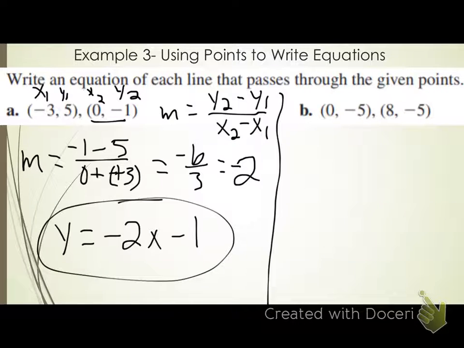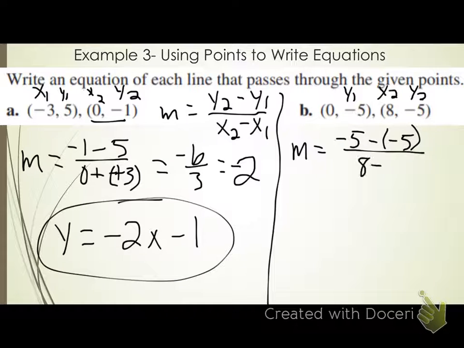Letter B. We're almost done, guys. What's my second y value? Negative 5. What's my first y value? Negative 5 as well. What's my second x value minus what's my first x value? 0. It's negative 5 plus 5, 0. 8 minus 0.